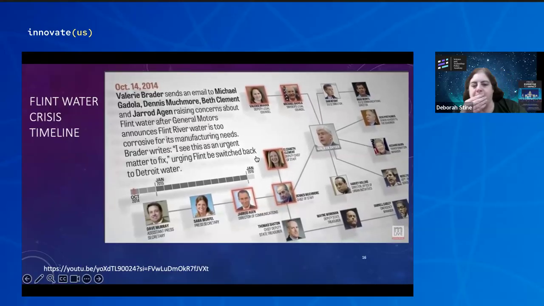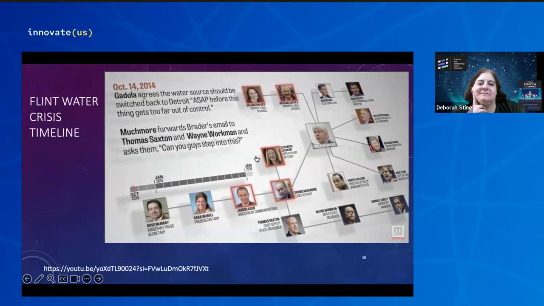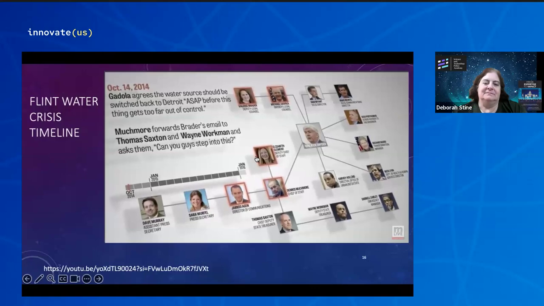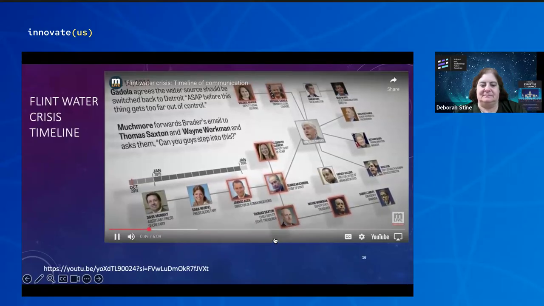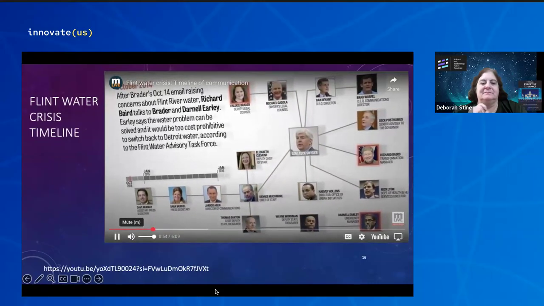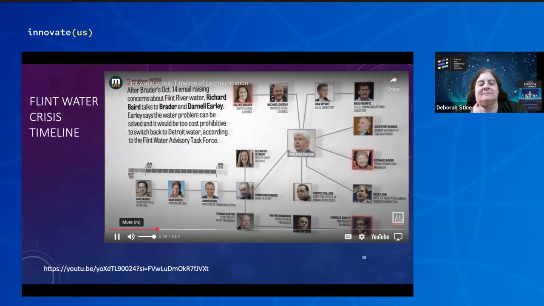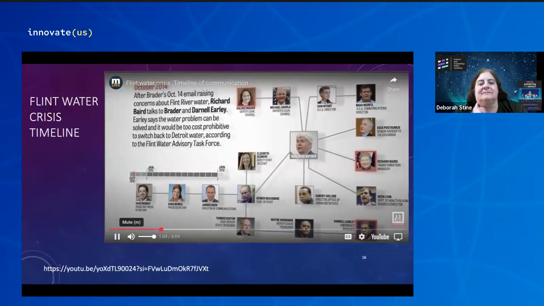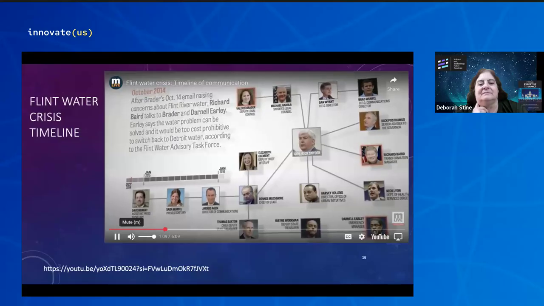Brader writes, "I see this as an urgent matter to fix, urging Flint be switched back to Detroit water." Godola agrees the water source should be switched back to Detroit ASAP before this thing gets too far out of control. Muchmore forwards Brader's email to Thomas Saxton and Wayne Workman and asks them, "Can you guys step into this?" October 2014. After Brader's October 14th email raising concerns about Flint River water, Richard Baird talks to Brader and Darnell Early. Early says the water problem can be solved, and it would be too cost prohibitive to switch back to Detroit water, according to the Flint Water Advisory Task Force.